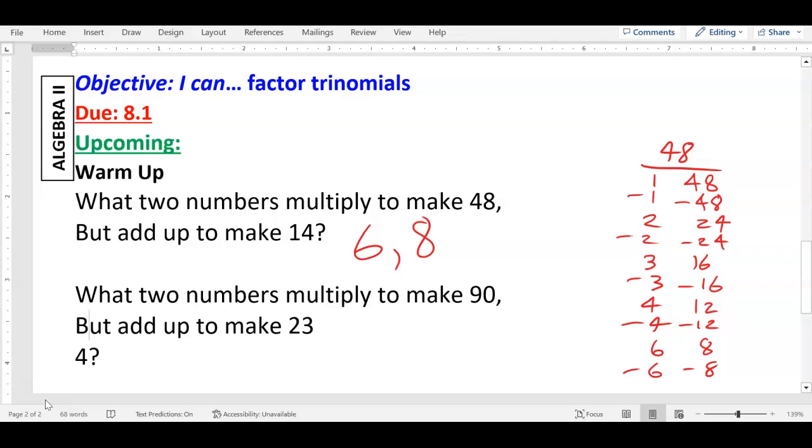What about the next one? What multiplies to make 90, but adds to make 23? So what are my multiples of 90? 1 times 90. What about 2? 2 times what? Two times what gives me 90? What times 2 gives you 90? 45. Thank you.